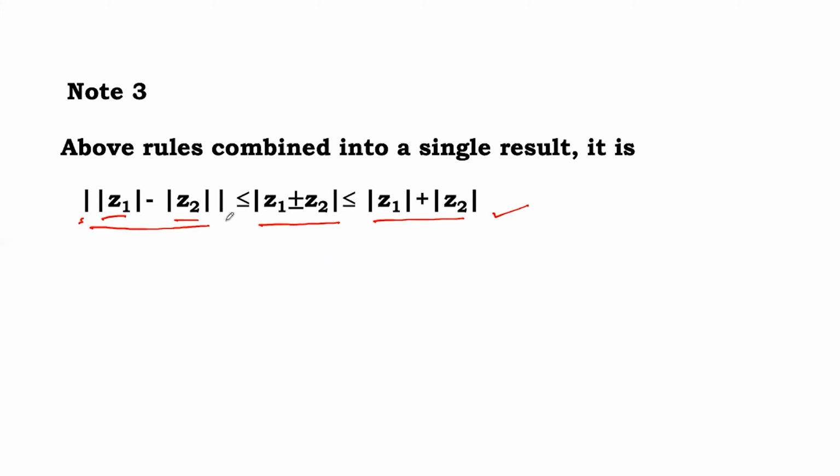We don't have any idea whether mod Z1 is greater than mod Z2 or mod Z2 is greater than mod Z1. So we have to take this mod for the positive or negative value of this, right? So this is one of the best examples for complex numbers, and we have to remember this formula.